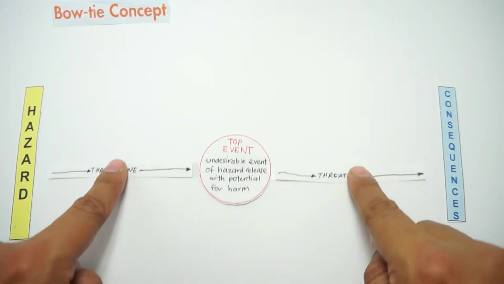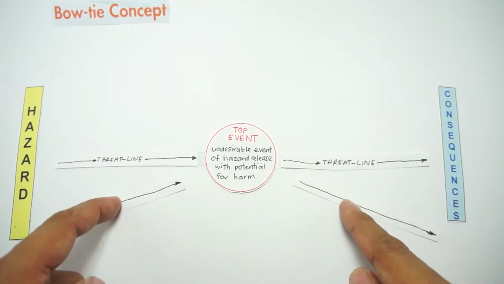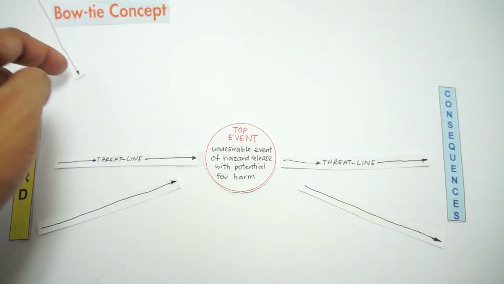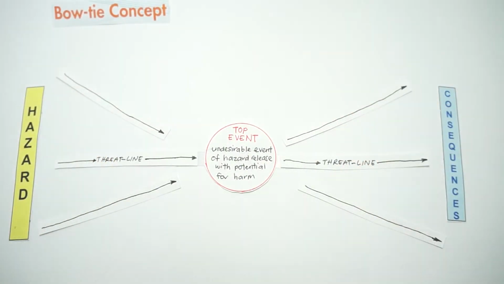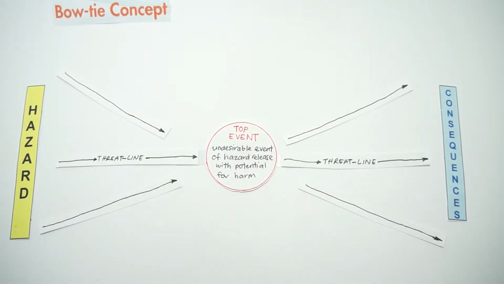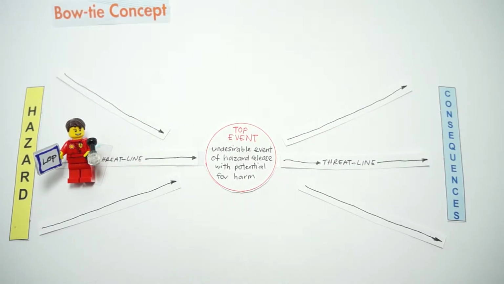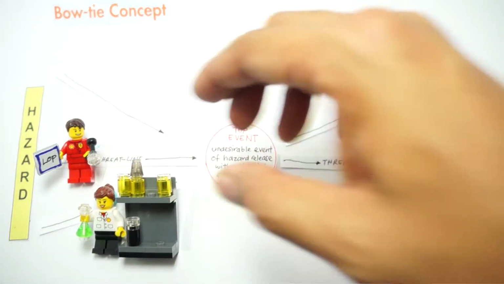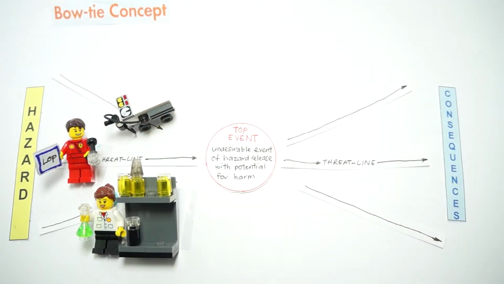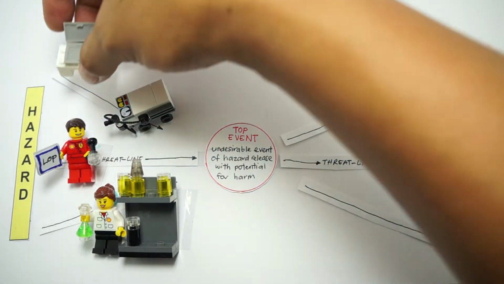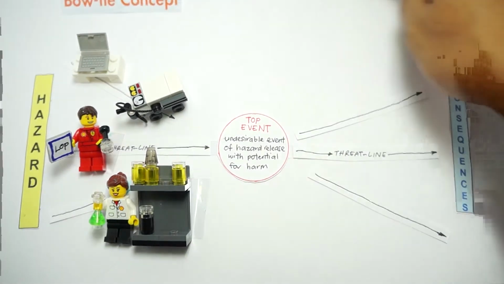Putting things together into a bow tie concept where the hazard wants to move to the right and impact on people, environment, assets and reputation, and this is done through a top event where there is an undesirable event of release of the hazard with the potential to cause harm. We put in multiple barriers into place consisting of people barriers and also equipment barriers to prevent the top event from happening, and these are called control barriers.